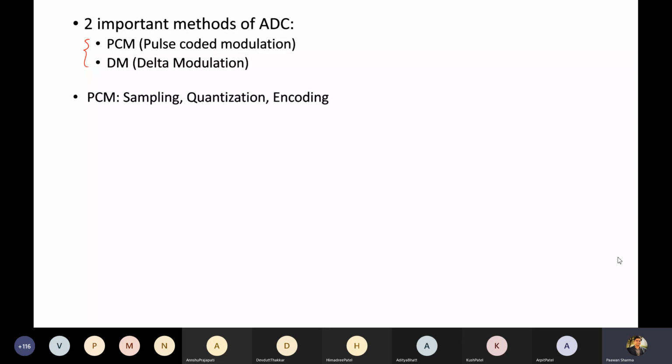Okay, so the pulse coded modulation process involves these three steps: sampling, quantization, and encoding. So let us ask you people, who all are there? Chirag. Yes, sir. Chirag, can you tell us what is sampling?